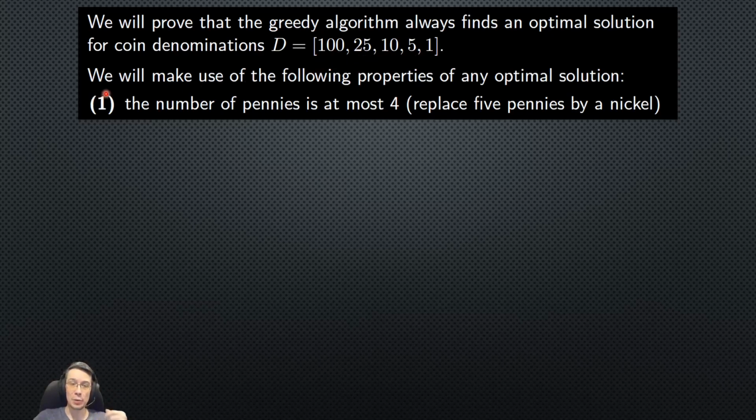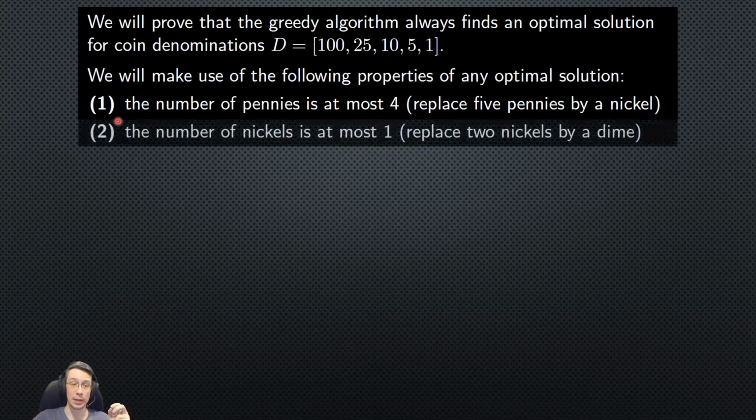So we're going to make use throughout this proof of the following 4 properties of any optimal solution that are pretty easy to understand. The first property is the number of pennies in an optimal solution is at most 4. Because if you ever have 5 or more pennies, then you can take 5 of them and replace them with a single nickel, and you will be using fewer coins. So that can't have been an optimal solution.